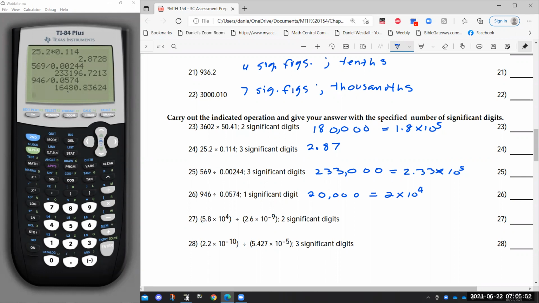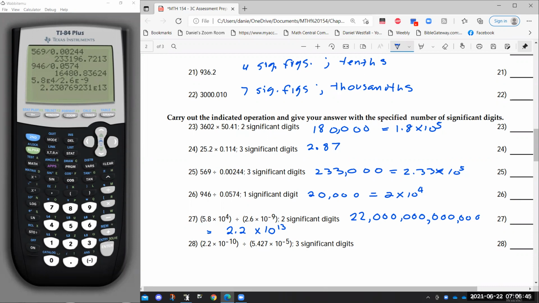Then for 27, we've got 5.8 times 10 to the 4th divided by 2.6 times 10 to the -9th. We want this with 2 significant digits, so that's going to be 2.2 times 10 to the 13th. If you wanted it the other way, 1, 2, 3, 4, 5, 6, 7, 8, 9, 10, 11, 12. We're talking about this number.